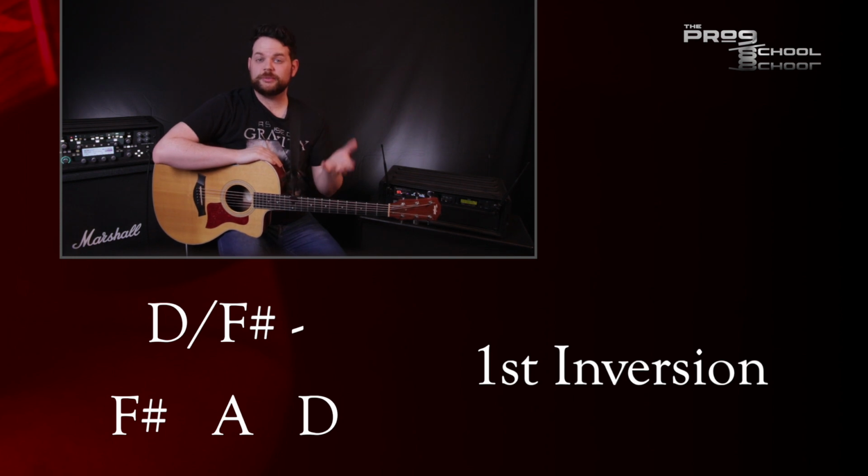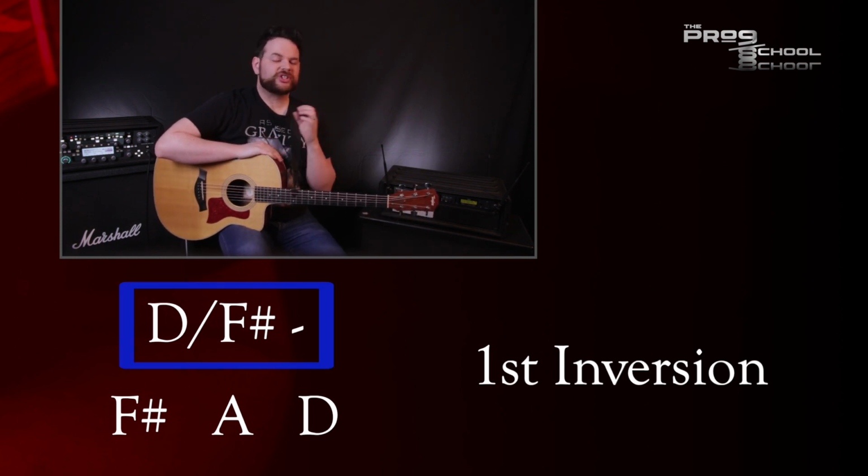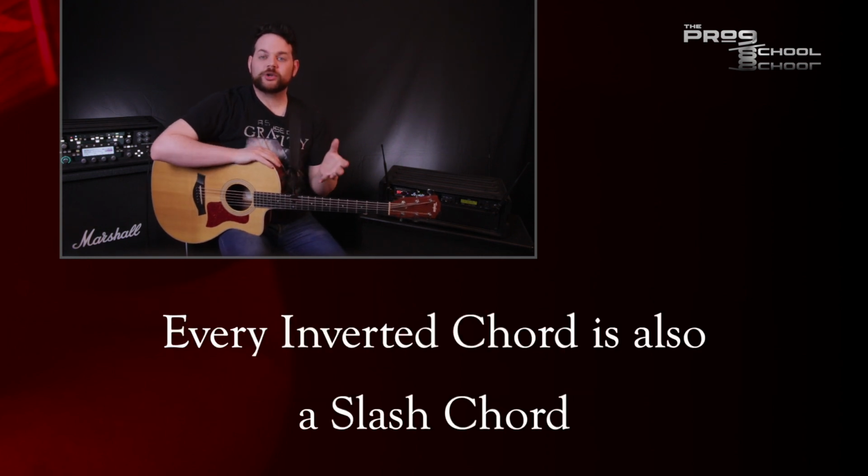In first inversion, the D major chord has an F sharp in the bass, which can also be written as a slash chord, D slash F sharp. So every inverted chord is also a slash chord because the slash is just telling you that the chord has a different bass note from the root. But slash chords don't have to be inversions.